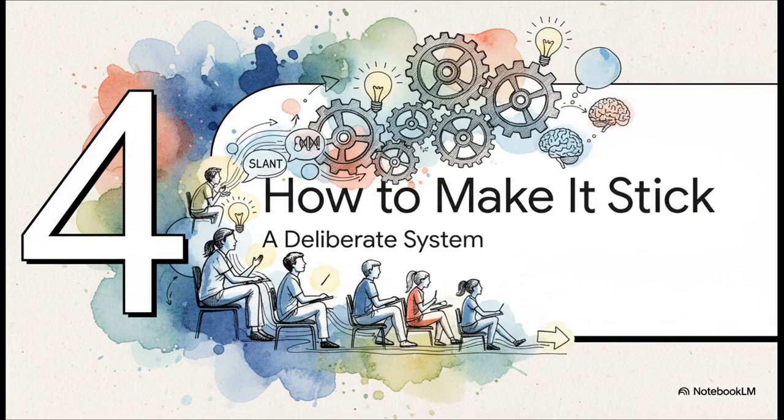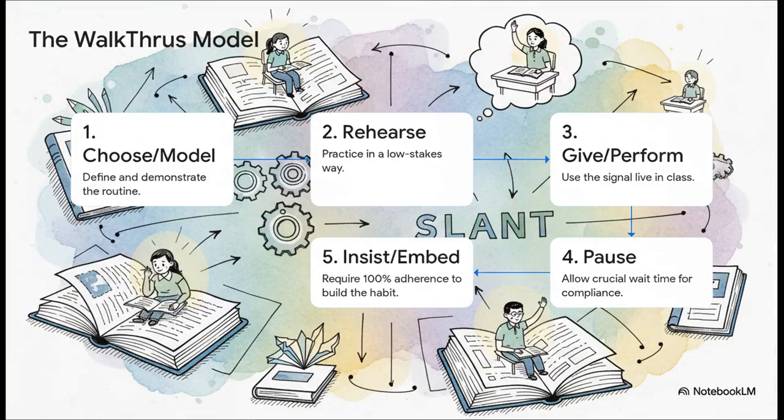Okay, so having a routine is one thing, but how do teachers actually get a whole class to make it an automatic, unbreakable habit? Well, it definitely doesn't happen by accident. It takes a really deliberate, thoughtful system. And a really popular framework for this is the 5-step Walkthrus model. It's super logical. The teacher models exactly what the routine looks like, the whole class rehearses it, maybe a few times, then the teacher gives the signal to perform it. Then comes this really crucial pause. And finally, the teacher insists on it until it becomes totally embedded. The key thing here is the routine is actively taught, not just announced.